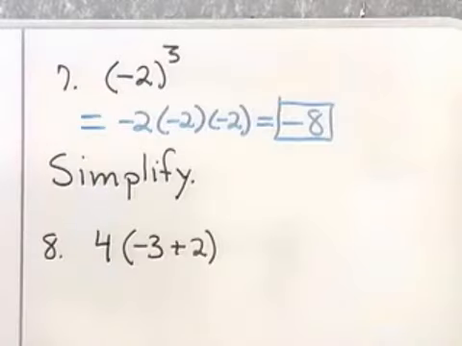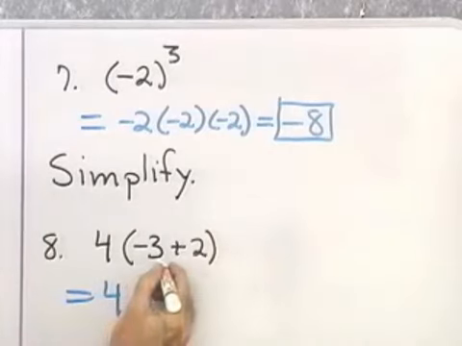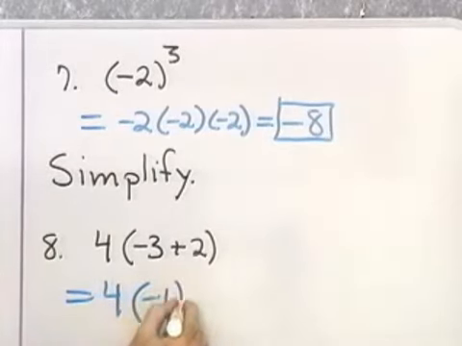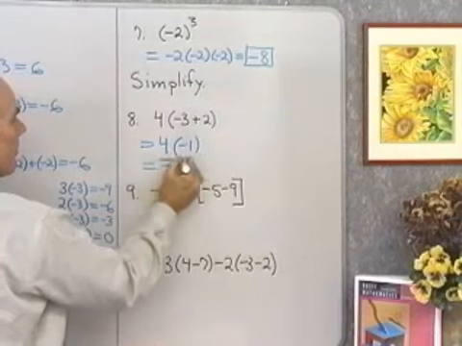Here's our next example. Simplify. Let's work inside the parentheses. Negative 3 plus 2 is negative 1. 4 times negative 1, negative 4.